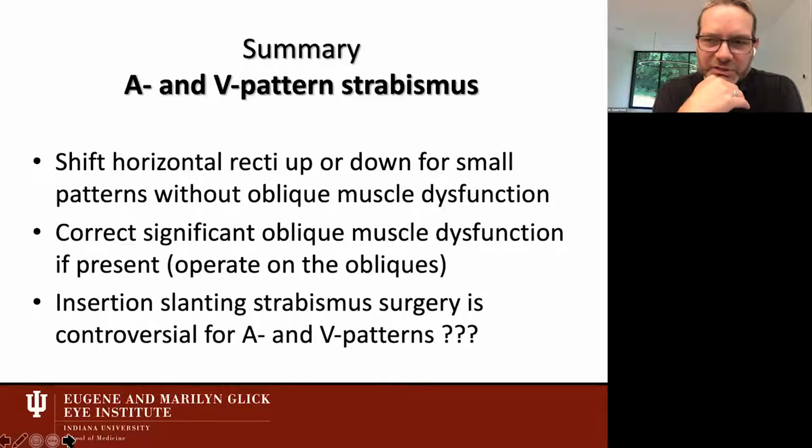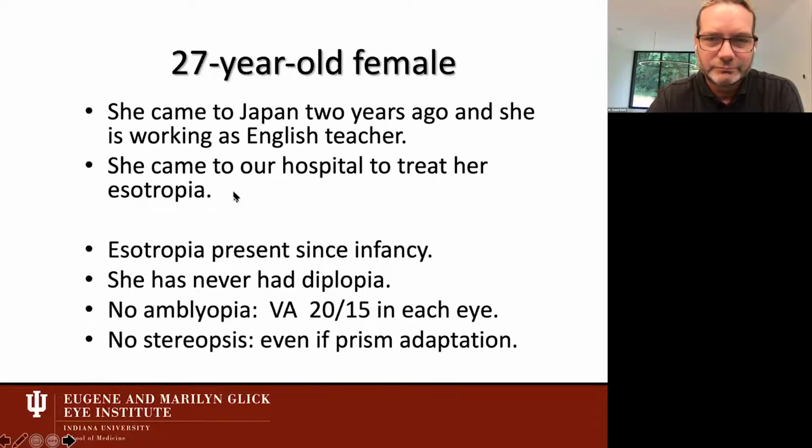All right, so let's summarize this. Let's go back to our case from Japan, and then we'll go through our questions. Small patterns without oblique muscle dysfunction, or if you're not comfortable operating on the obliques, just shift the horizontal rectus muscles up or down, following the MALE mnemonic: medials to the apex, laterals to the empty space. If you have significant oblique muscle dysfunction, inferior oblique overaction, superior oblique overaction, or superior oblique underaction, those are the 3 common ones, then to get it under control you're probably going to have to operate on the obliques. And then we have this 3rd option of slanted recessions for A and B patterns, which again, I don't know.